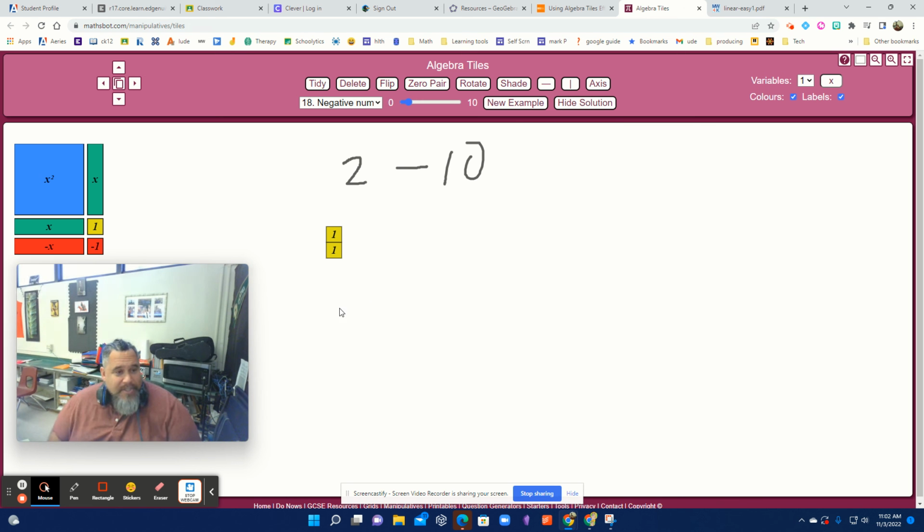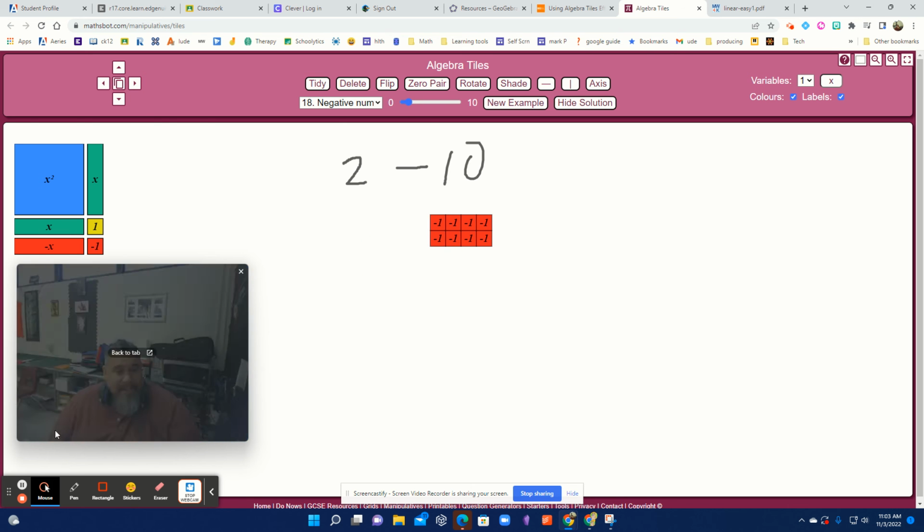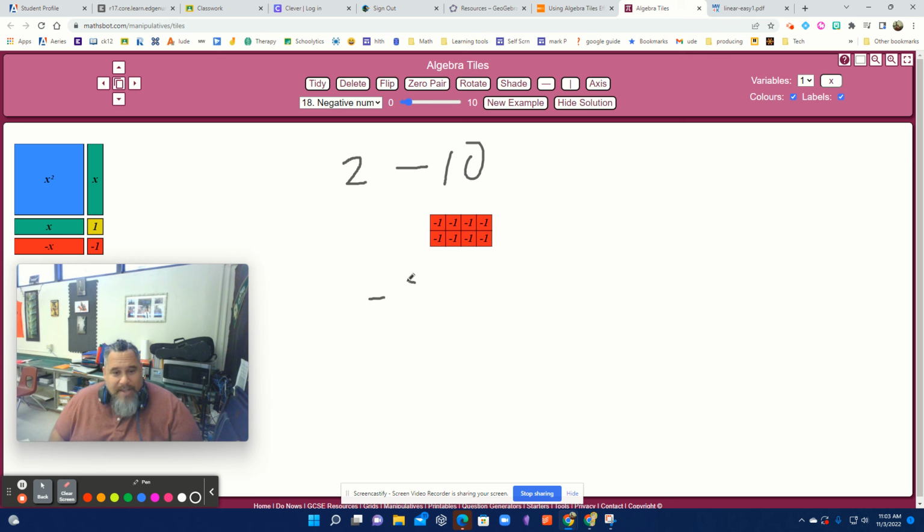So a solution to this is you can just say, all right, well, I know that that's the same as just adding on some negatives. So let's make 10 of those, 2, 4, 6, 8, 10. And let's zero pair them. And the answer is I have 8 negatives. 8 negatives.